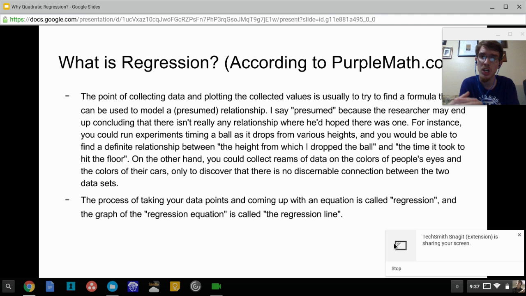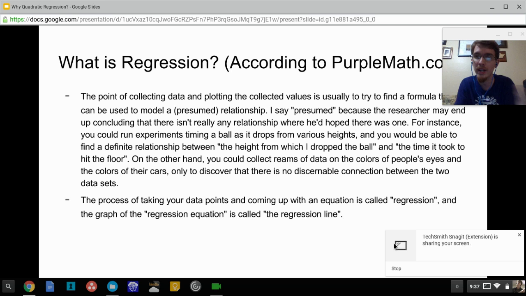On the other hand, you could collect reams of data on the colors of people's eyes and the colors of their cars, only to discover that there is no discernible connection between the two data sets. The process of taking your data points and coming up with an equation is called regression. And the graph of a regression equation is called the regression line, or in our case, a regression curve.